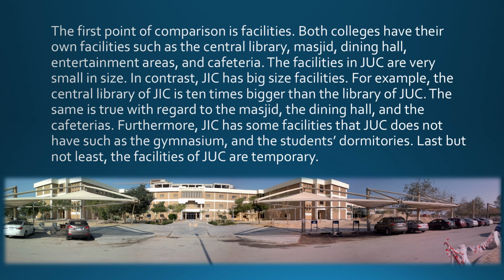The first point of comparison is facilities. Both colleges have their own facilities, such as the central library, masjid, dining hall, entertainment areas, and cafeteria. The facilities in JUC are very small in size. In contrast, JIC has big size facilities. For example, the central library of JIC is 10 times bigger than the library of JUC.